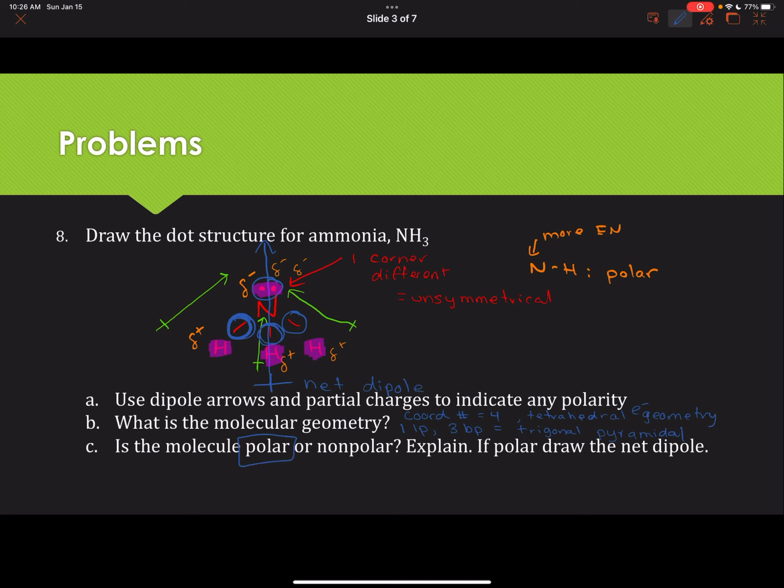The other possibility, without having to draw any of these partial charges or the dipole arrows, I could simply look at my symmetry. I have polar bonds, and I've just identified my geometry as being unsymmetrical. So if I've got polar bonds in an unsymmetrical geometry, that's going to make my molecule polar.